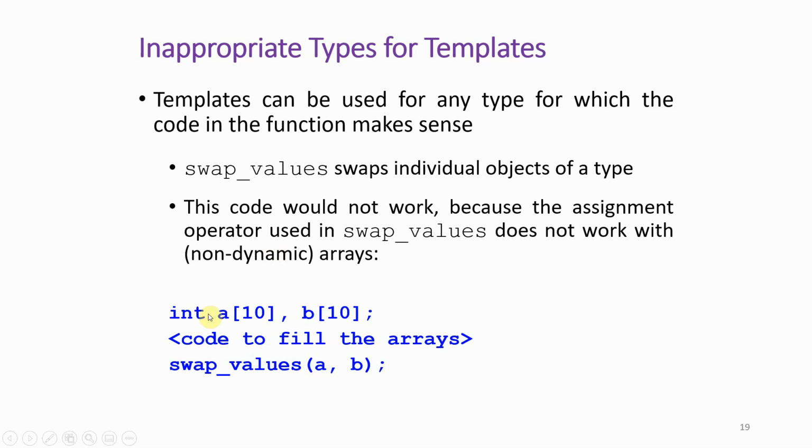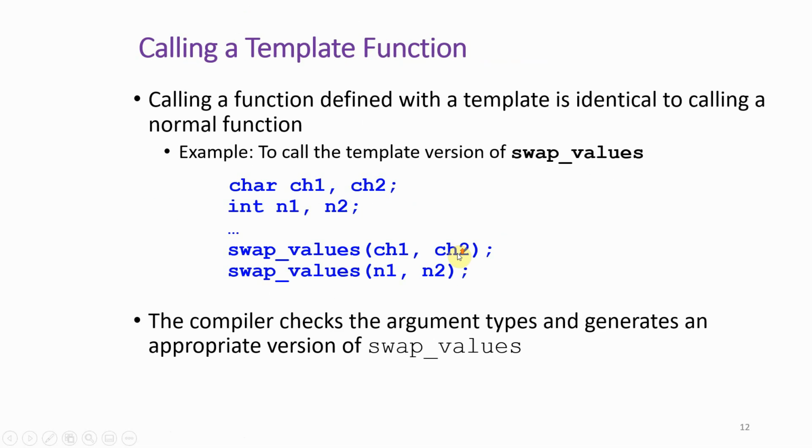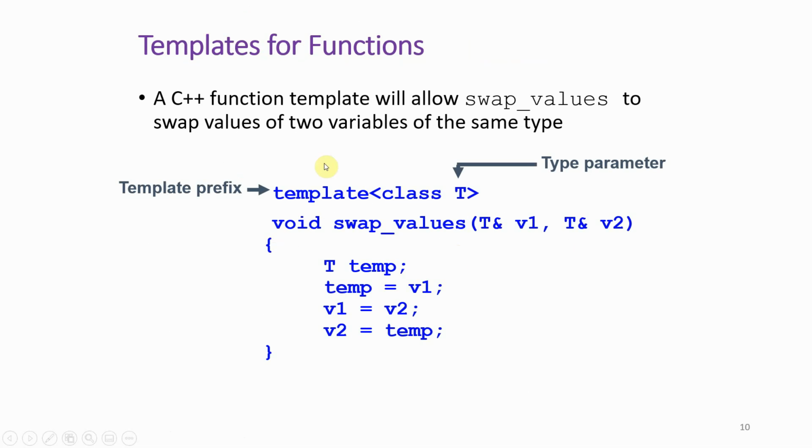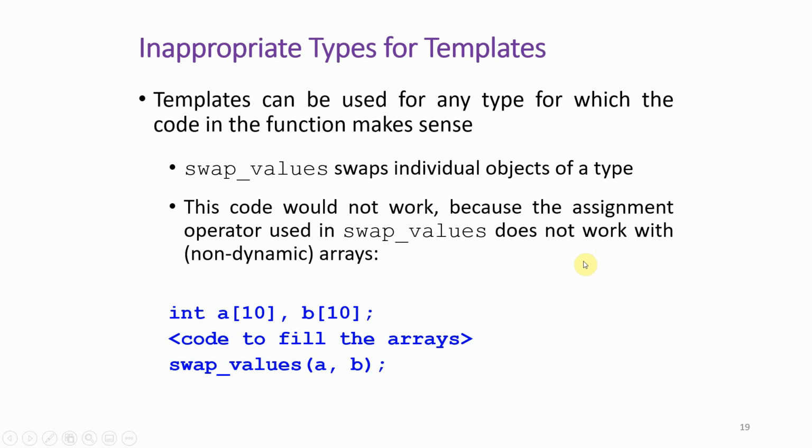But let's look at this one. For the swap function that we saw here, let me go back. This swap function swaps v1 and v2, right? But if I call that function like this, I would get an error, because A and B are two static arrays, or non-dynamic arrays, and you cannot assign A to B or B to A. So this would cause an error, right?